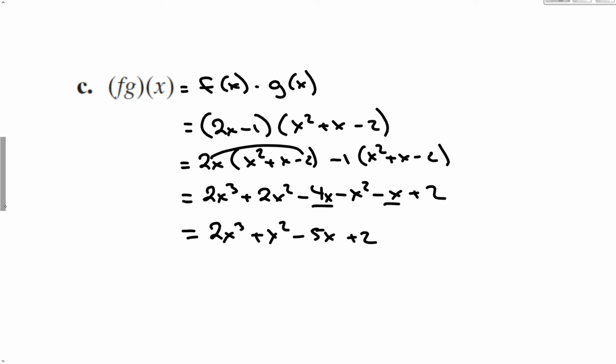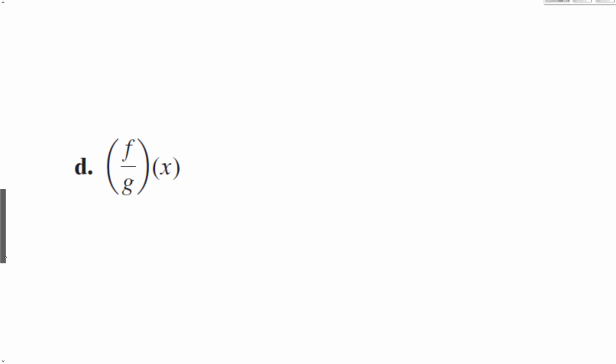Okay. And finally, domain is from negative infinity to positive infinity. There is no division by a variable, so nowhere to make a denominator 0, no radicals. I think we get the idea of that.